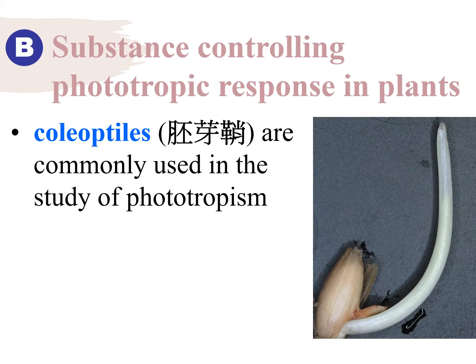The substance which controls the phototropic response in plants is called auxin. Why would auxin be discovered? This is because in the old times, a scientist called Charles Darwin grew coleoptiles, these small plants, at home. And he found that these coleoptiles tend to move towards the sun when they grow and follow the direction of the sun throughout the day. That is how he started the study of phototropism in plants.